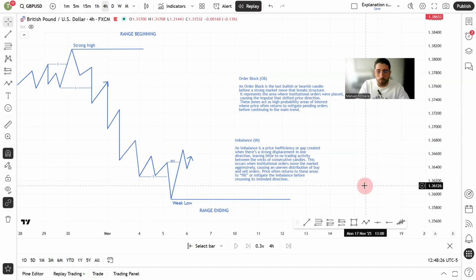So it represents the area where the institutional orders were placed, causing the impulse that shifts the price direction. These zones act as high probability areas of interest where the price often returns to mitigate pending orders. So this is the key thing. Order blocks help us understand where the price will mitigate previous orders, all right? And because they are high probability areas of interest, that is where the concept of point of interest comes in, before continuing with the main trend.